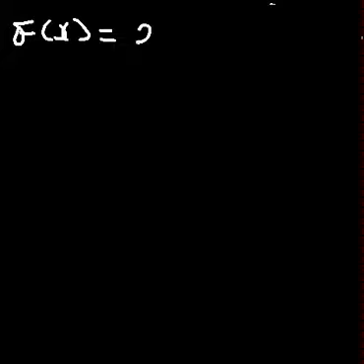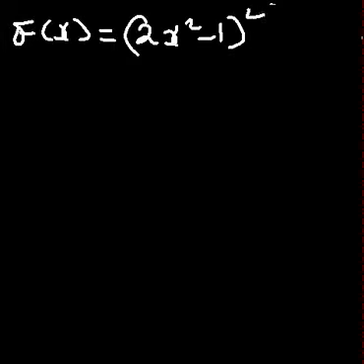What if we have this case now? Let's say we have a function f of x, given as 2x squared minus 1 to the power 4 times x plus 2 to the power 5. So what is the derivative of this function?